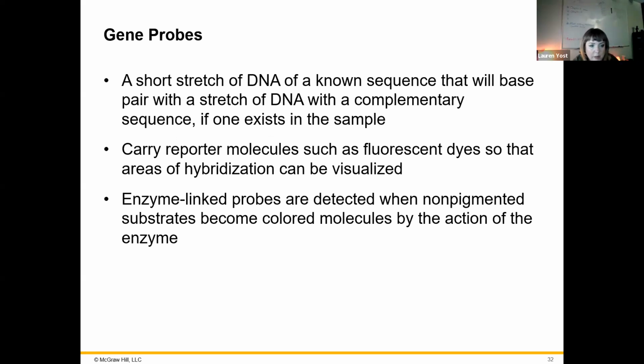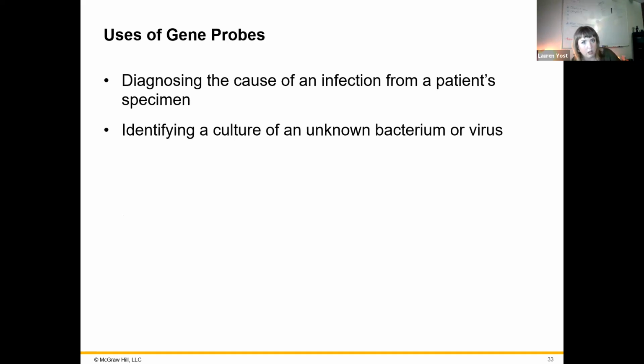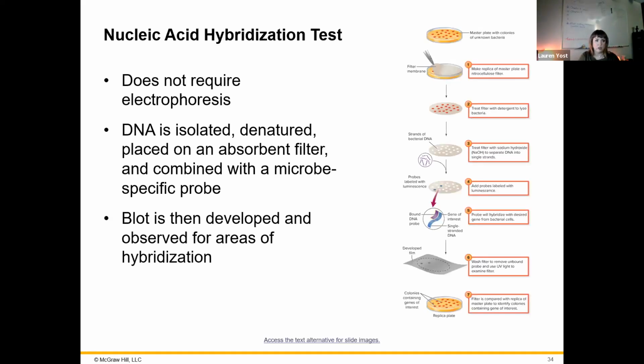Yeah, and they have enzyme-linked probes that can lead to a pigment color change. Essentially, if the enzyme is there, that means the probes hybridized and it was a match, and it can lead to a color change whenever the enzyme acts on the substrate. So, using gene probes can help diagnose an infection, and it can also allow for identifying cultures of unknown bacteria or viruses, and that's the usefulness of it.